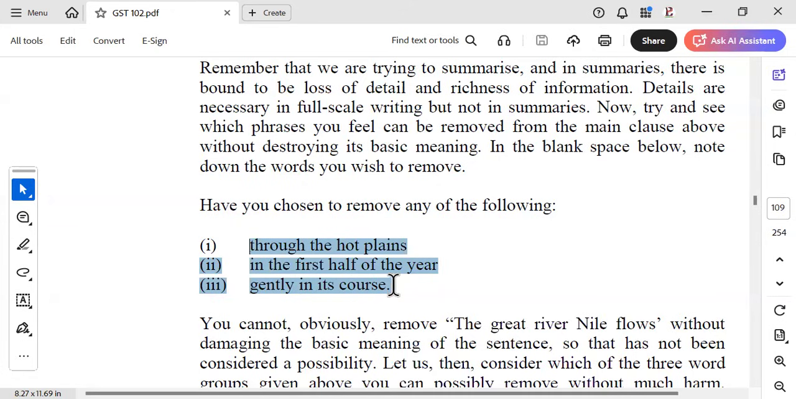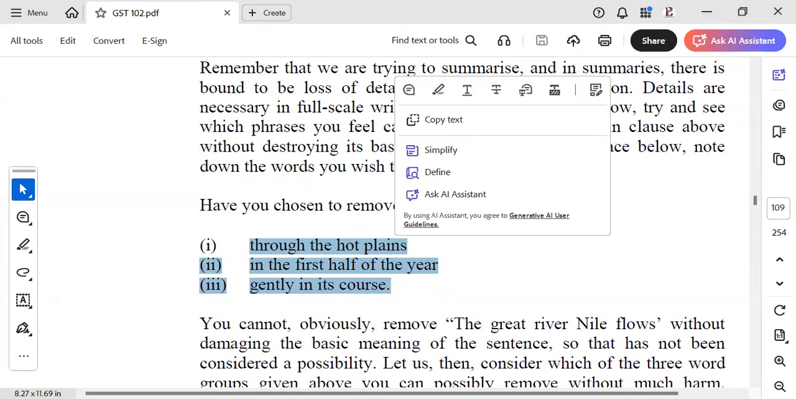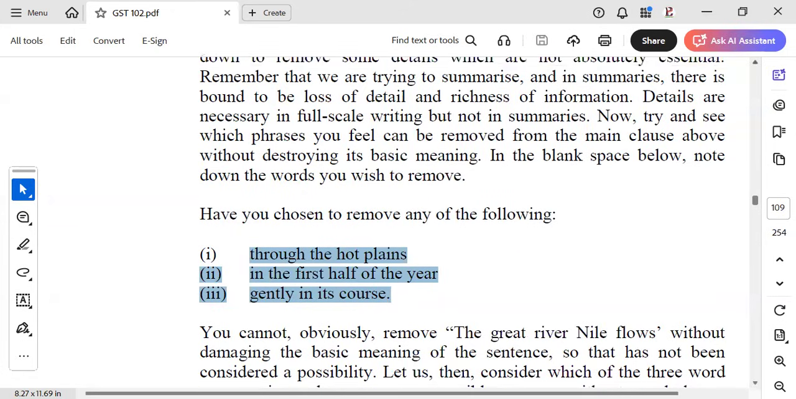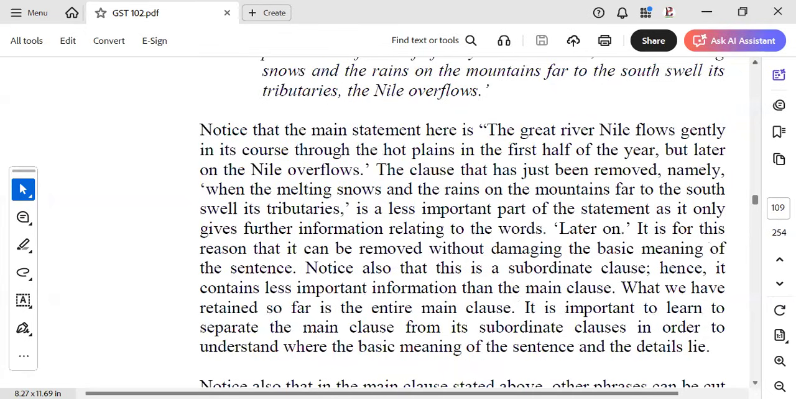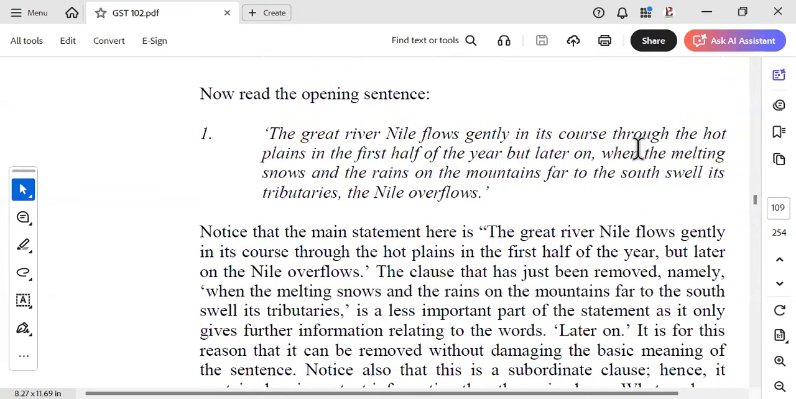That is summary. At the whole end, when you are trying to summarize that statement, you'll be left with: the great river Nile flows to the hot plains, but later on, the Nile overflows.